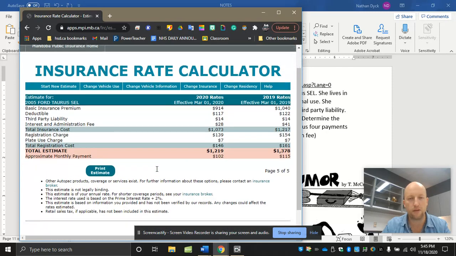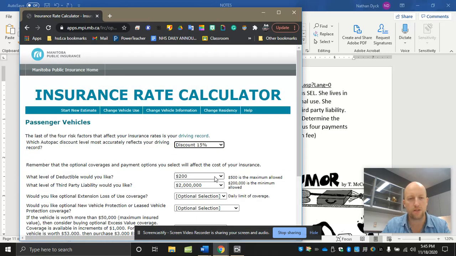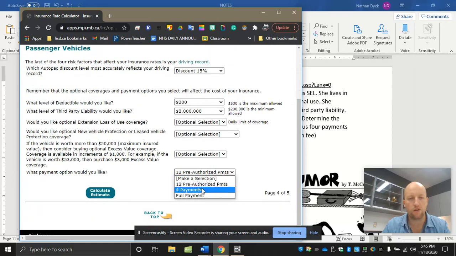Let's see if we can step back one without having to change absolutely everything. I don't want to start a new one. I just want to change one little piece of information here. Change insurance. I hope it doesn't change everything. Okay, good. It doesn't. Go to 4 payments now.